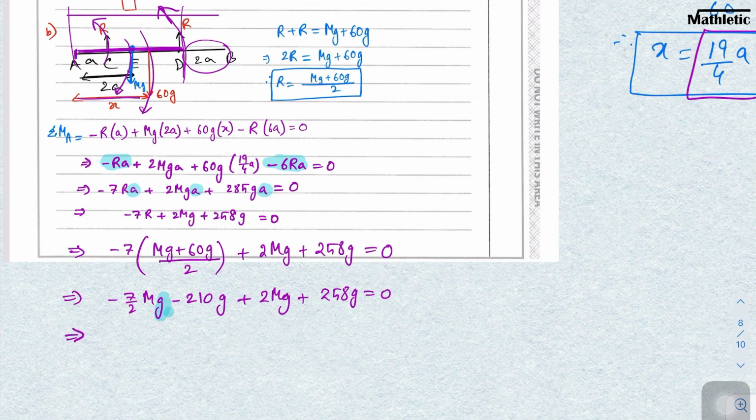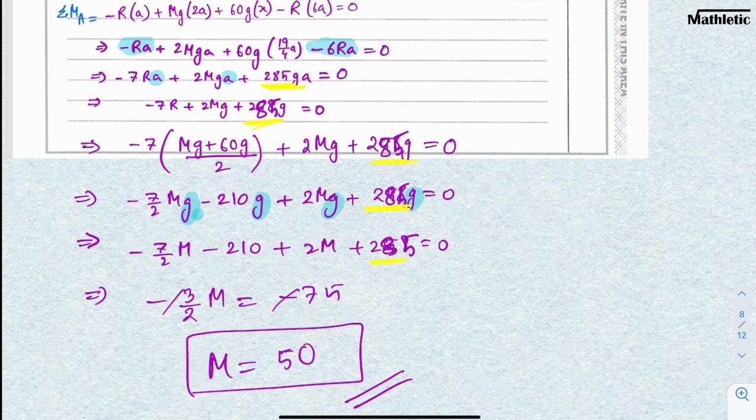Next we can factorize and take this G out of this equation and shift it to the right side to make it 0. Then we are left with minus 7 by 2m, 210, 2m, 258. Okay, sorry, there is a correction. Instead of 285G, I actually used 258. So this is the correct value, 285. If we use this one, ultimately we will get a value for m, which is 50. And that's the end of this math.